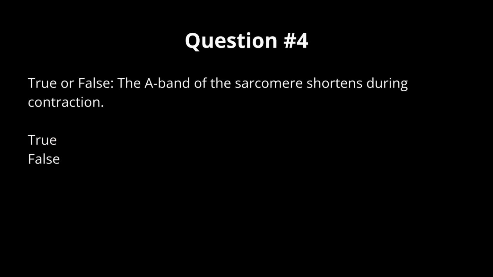Question number 4. True or false? The A-band of the sarcomere shortens during contraction. The correct answer is false. The A-band, which corresponds to the length of the thick filament, remains the same during contraction.